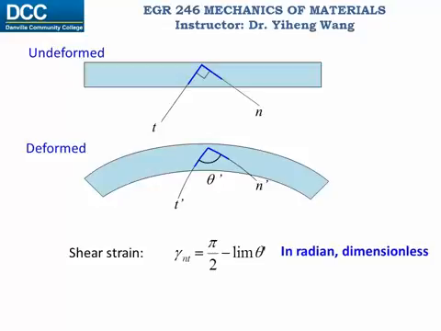And the shear strain simply describes the change in the right angle. If gamma is positive, that means the angle has become smaller, and if gamma is negative, that means the angle becomes larger. So now we have the definition of the normal strain and shear strain.